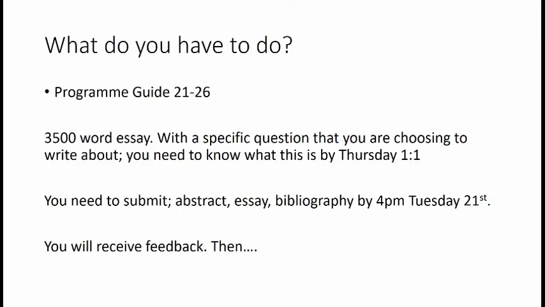So when we're looking at the program guide, pages 21 to 26, you can see that this assignment that you have to hand in for April the 21st at 4 p.m. is a 3,500 word essay with a specific question that you're choosing to write about, which you have told me about on the 26th of March. And we're going to look at some of those examples in a minute. Now, you need to submit an abstract, 150 to 200 words, your full essay, the rest of the 3,300 words, whatever your abstract is deducting, and a full bibliography.